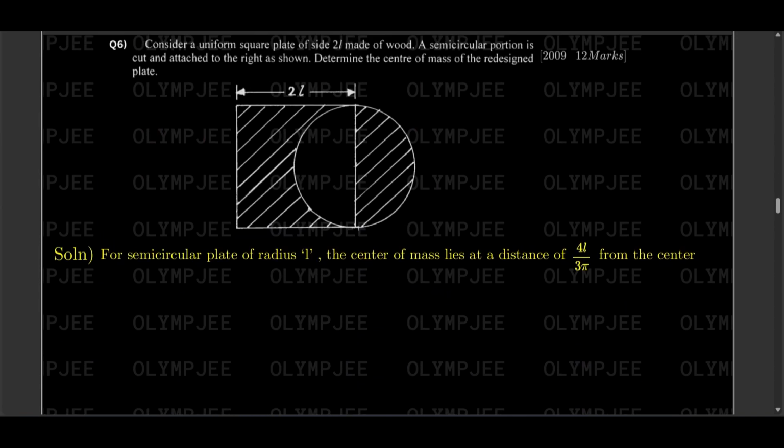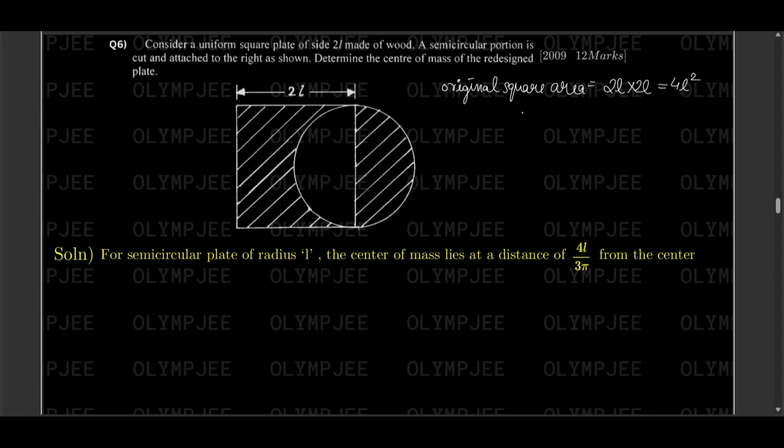So question 6 is an easy question. Consider a uniform square plate of side 2L made of wood. A semicircular portion is cut out and attached to the right as shown. So we have to determine the center of mass of this arrangement. So here first what we will do is that we will relate the mass of all the shapes, right? So the original square has an area of 2L multiplied by 2L, right? Because each side is 2L, so this will be 4L square.